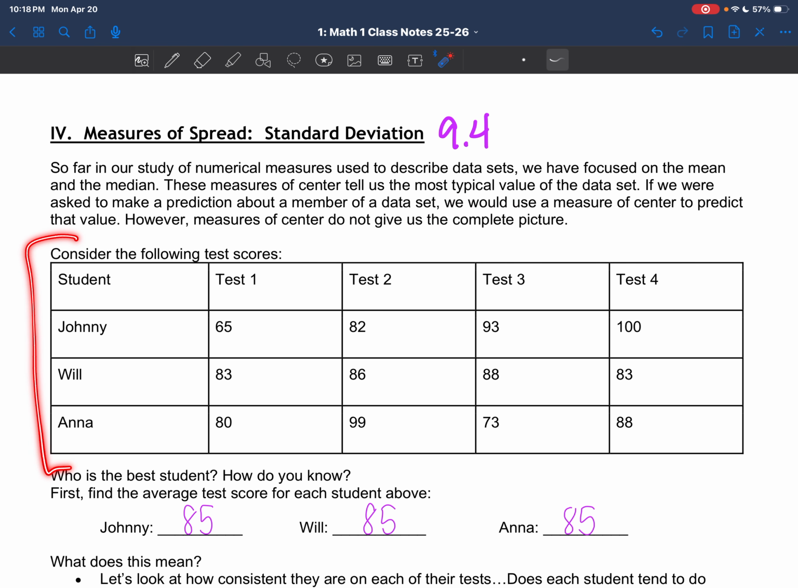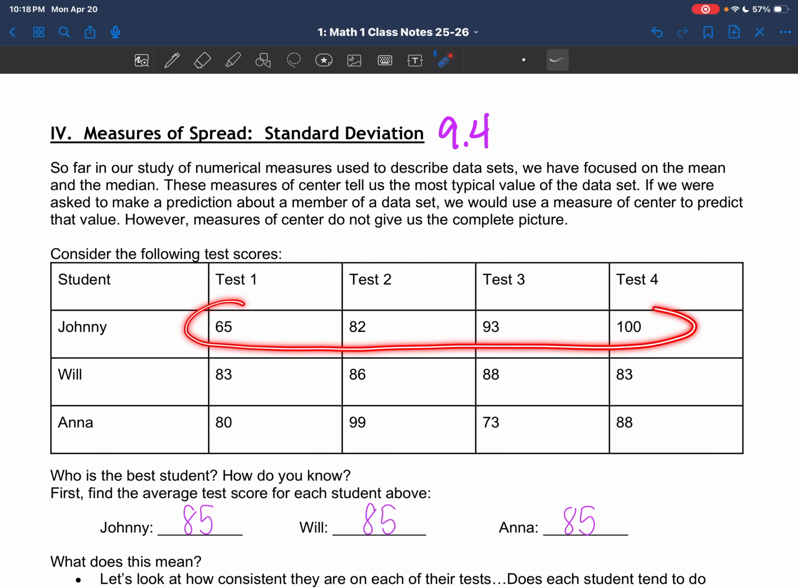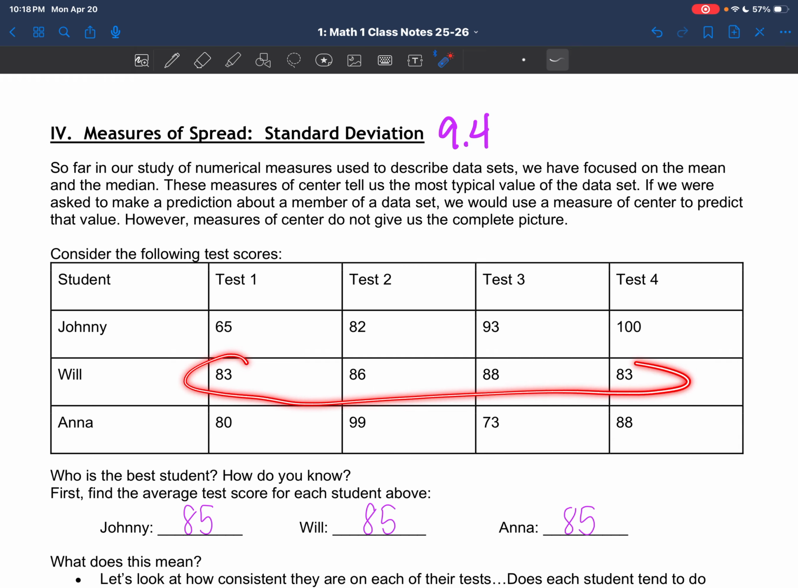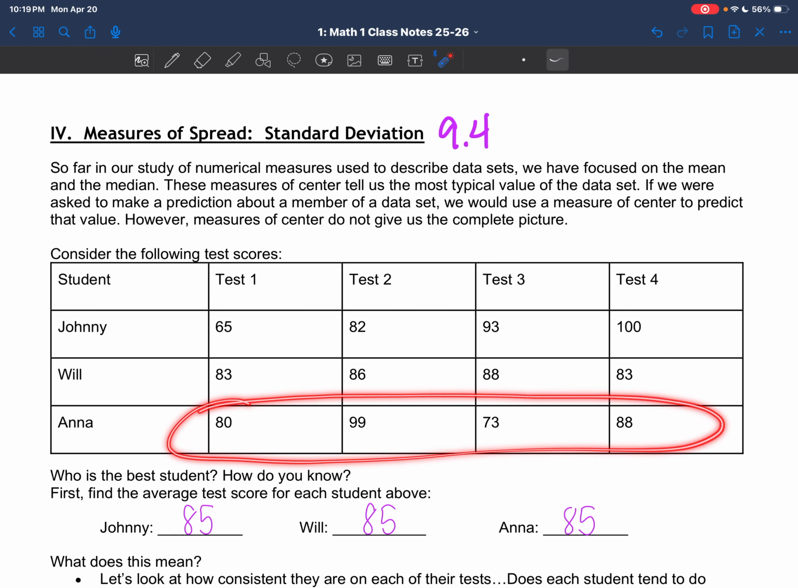So let's look at this example. We've got Johnny, who scored 65, 82, 93, and 100 on the different tests. And then you have Will here. These are his scores for each test. And then Anna here, those are her scores for those tests. So who's the best student?